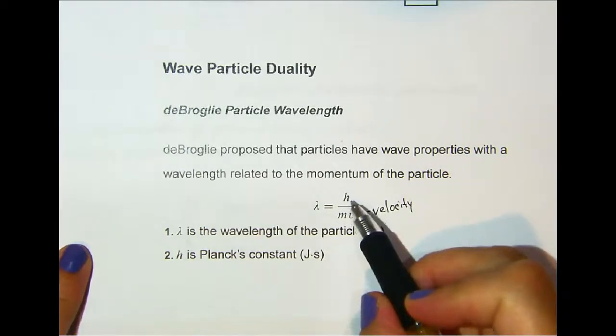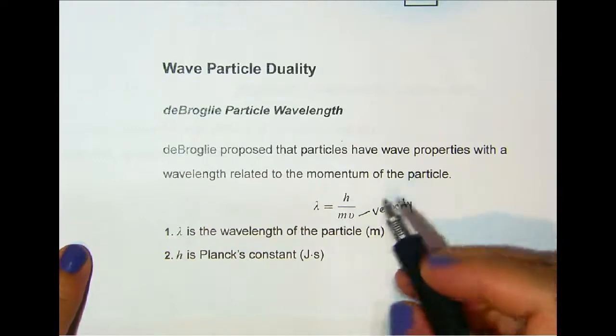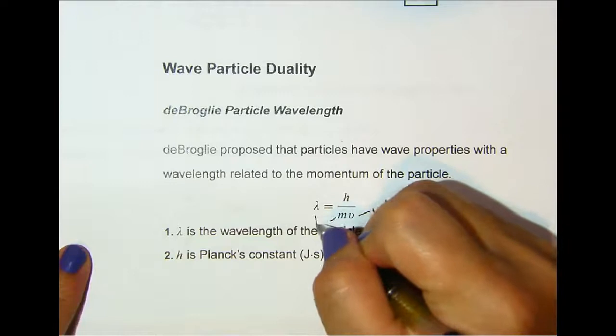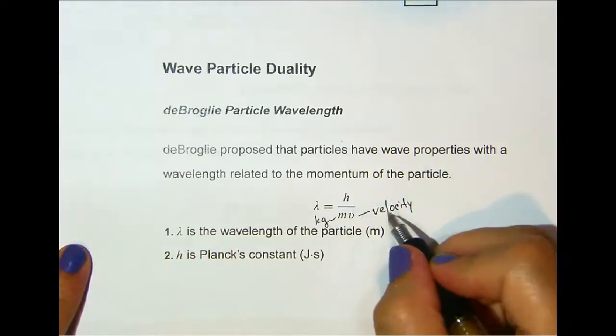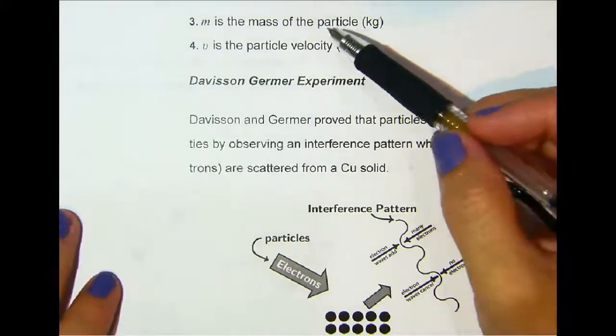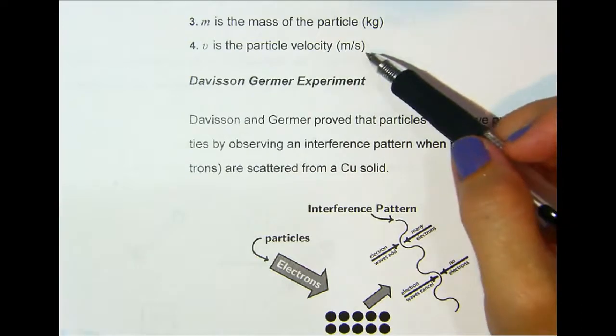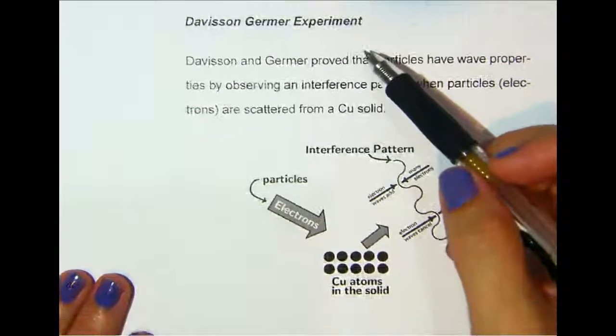So wavelength is Planck's constant again, divided by the mass of your particle, which has to be in kilograms, and then the velocity of the particle, which would be in meters per second. And here's just to reiterate that the mass of the particle is in kilograms, and the v stands for particle velocity, which is in meters per second. Davisson-Germer experiment.